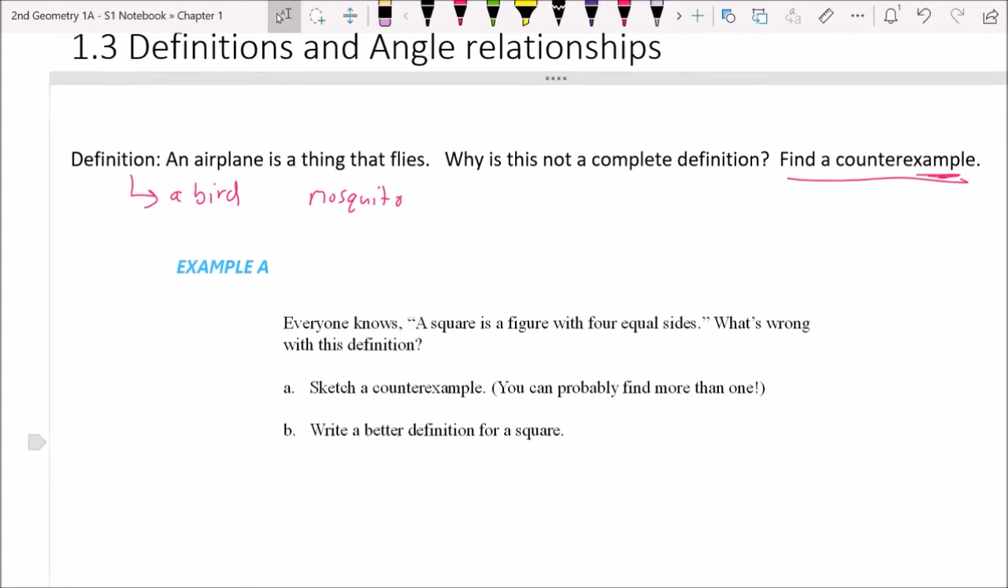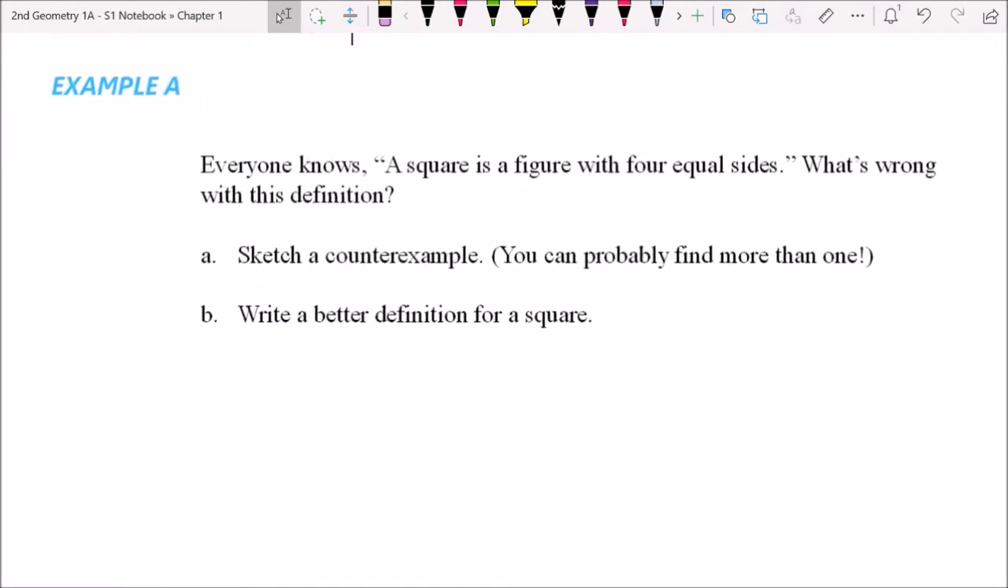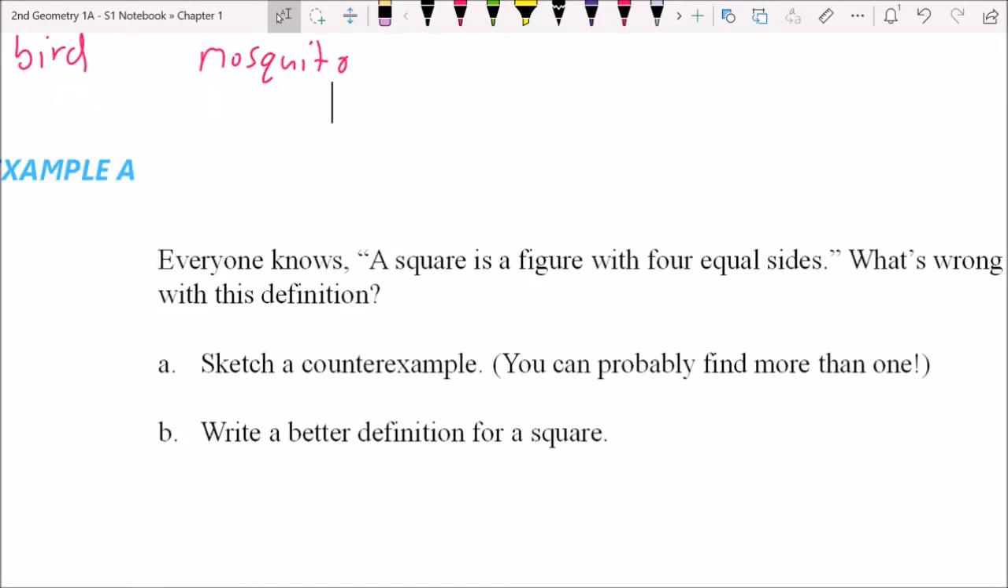Let's do one that's actually in math now. So here's a claim that everyone knows: a square is a figure with 4 equal sides. And so let's see if we can find a problem with this definition. Let's see if we can sketch a counterexample. So what I would like you to imagine is that you were in a room and someone actually made this statement. Well, a square is just a shape that has 4 equal sides.